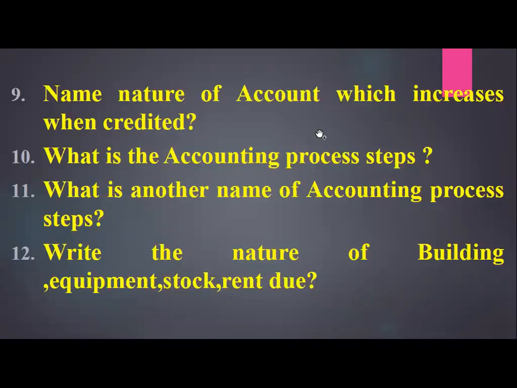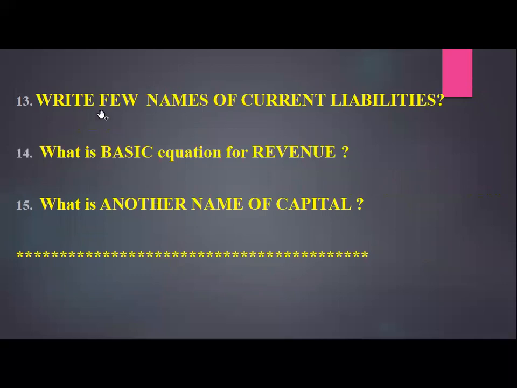What are the accounting process steps? What is another name of the accounting process steps? Write the nature of building, equipment, stock and rent due. Write a few names of current liabilities. What is the basic equation for revenue? What is another name of capital?